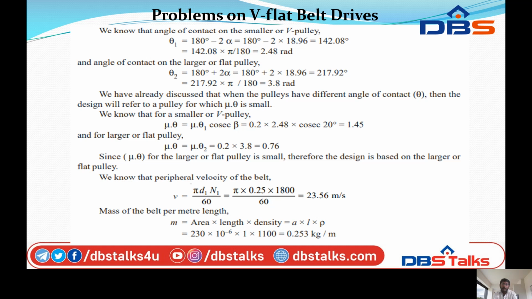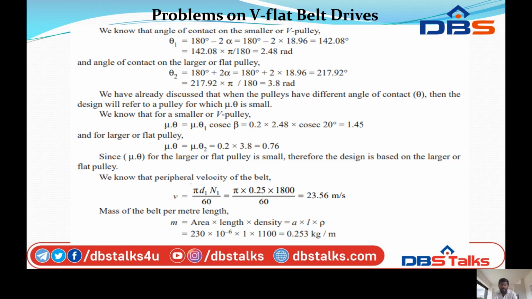We have already discussed that when the pulleys have different angles of contact theta, then the design will refer to the pulley for which mu theta is small. For the smaller or V pulley, mu theta is equal to mu theta 1 cosecant beta, that is equal to 0.2 into 2.48 into cosecant 20 degrees, that is equal to 1.45. And for the large or flat pulley, mu theta is equal to mu theta 2, which is 0.2 into 3.8, that equals 0.76. Since mu theta for the large or flat pulley is small, the design is based on the large or flat pulley.